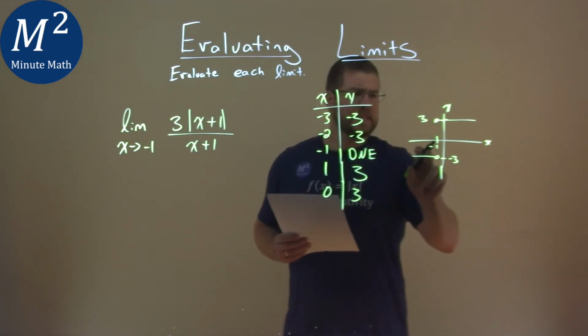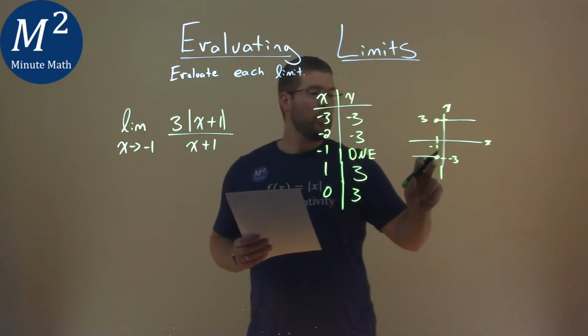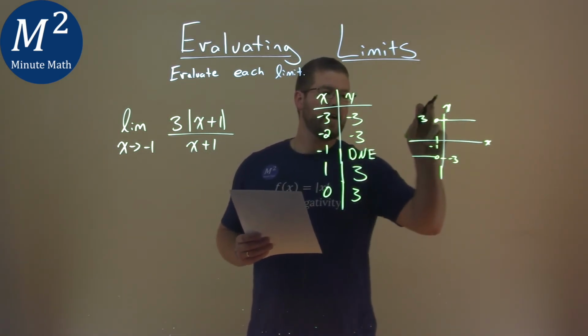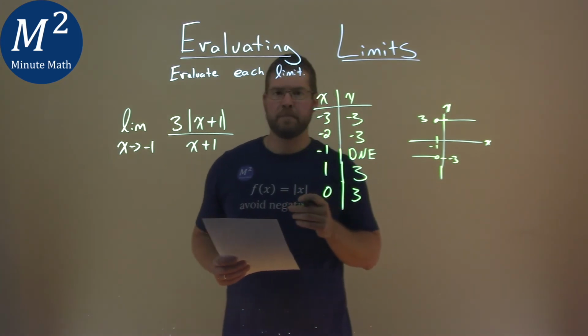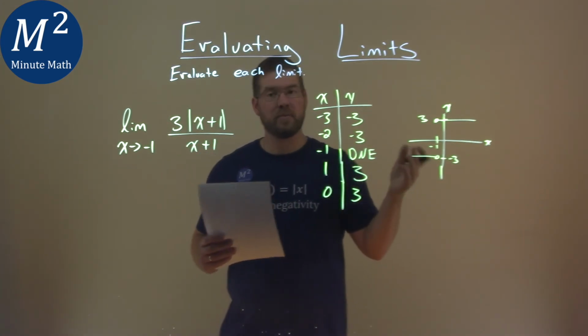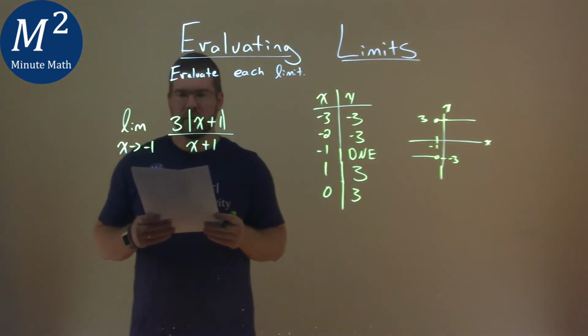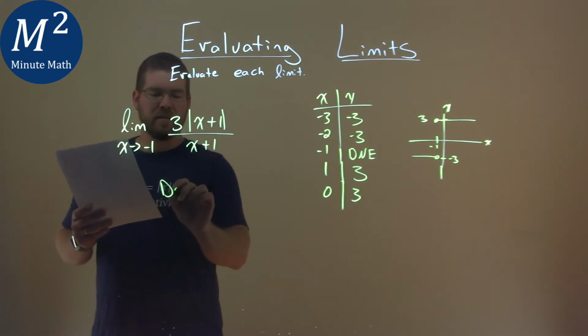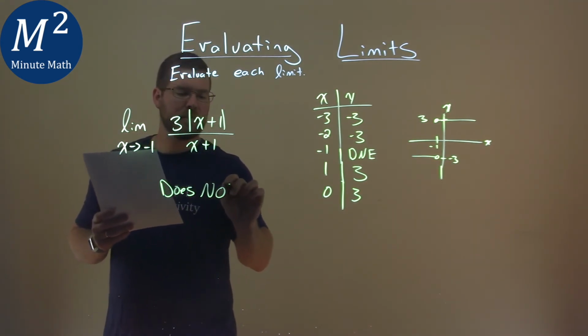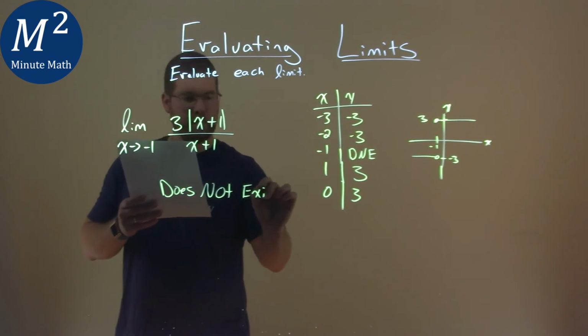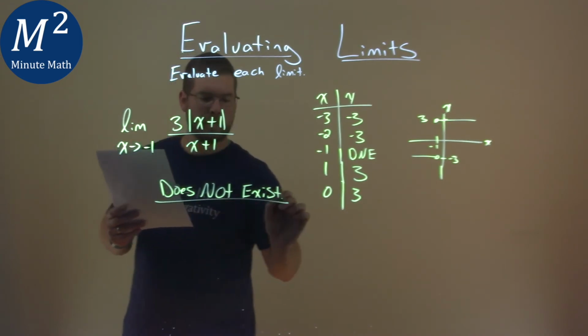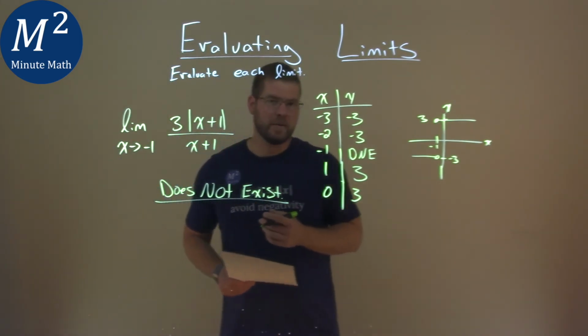Well, with that, we can see from negative 1 here, it has two different values that it's approaching from the left and the right. So when we approach different values from the left and the right of negative 1, we would say that this limit does not exist. And that is our final answer.